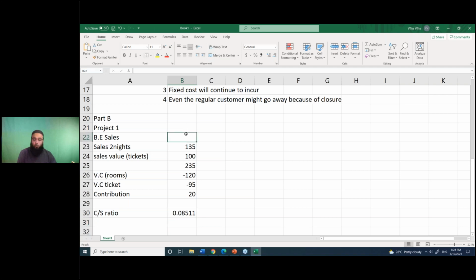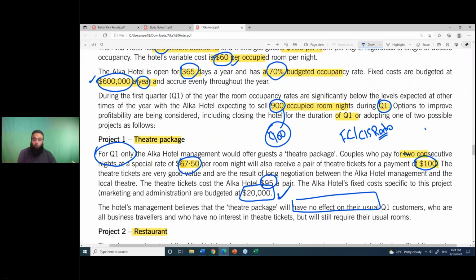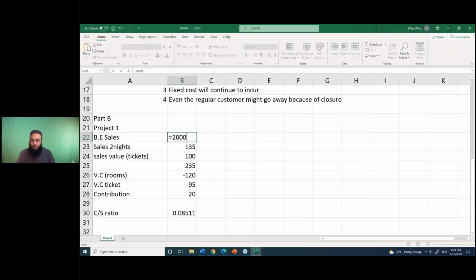Now, let's work out the break even. The fixed cost that is specific to this option is 20,000, so it's 20,000 divided by this figure, and the answer is 235. So those who told me 235 were dead right. And this is the answer for break even in terms of sales revenue. I hope this is quite clear, what exactly we need to do when it comes to break even sales revenue, right? Perfect. No issues at all.